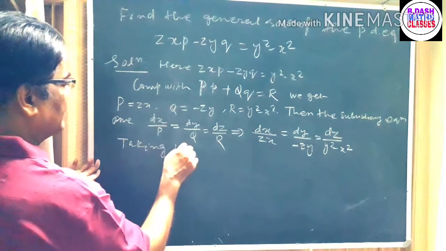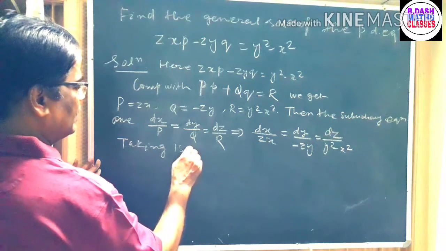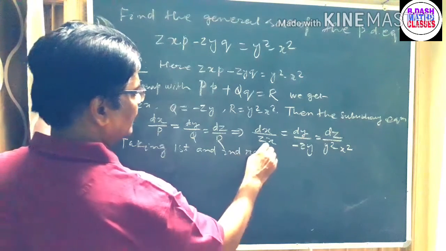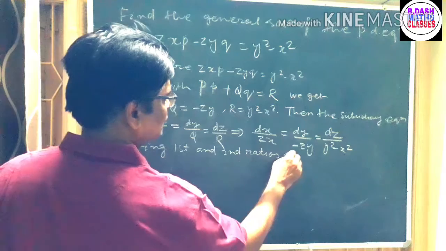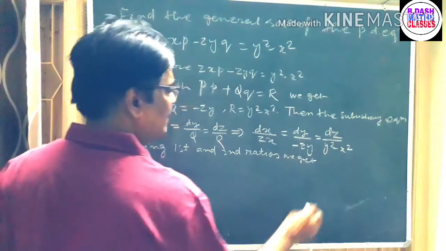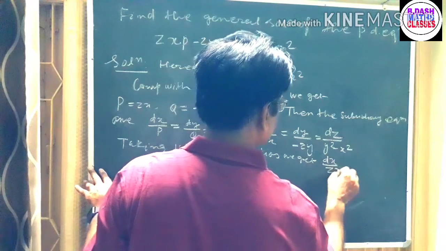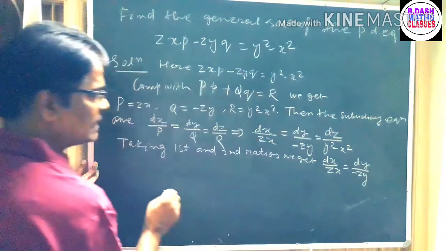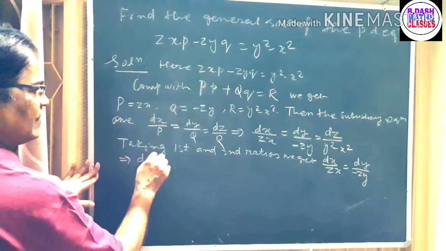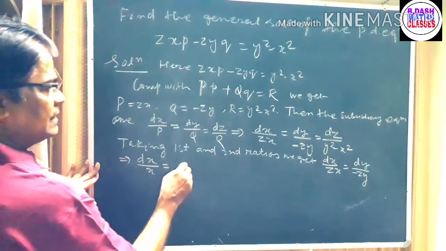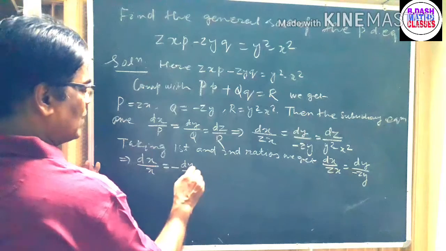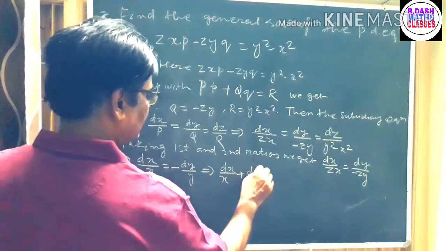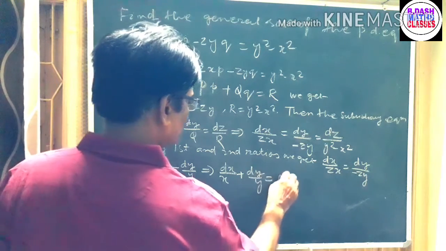Now taking the first and second ratios, we get dx by zx is equal to dy by minus zy. So z cancels, this gives us dx by x is equal to minus dy by y. This implies dx by x plus dy by y is equal to 0.